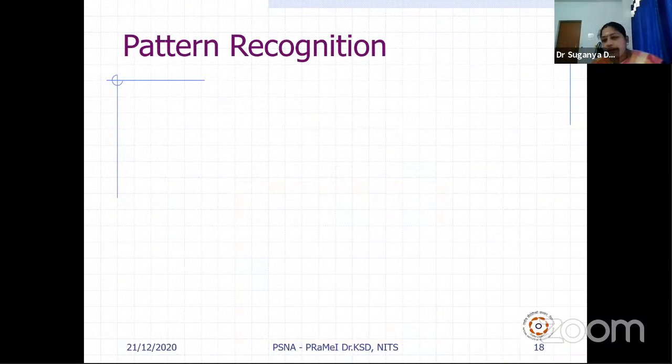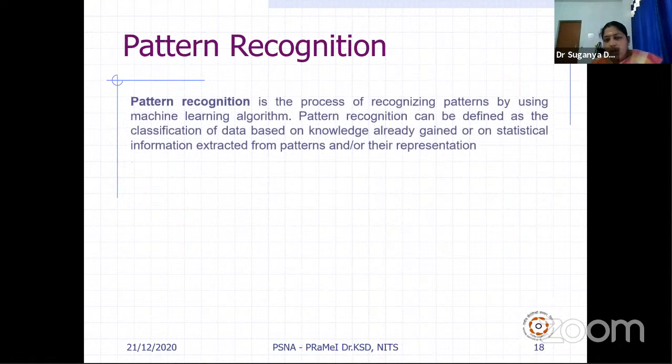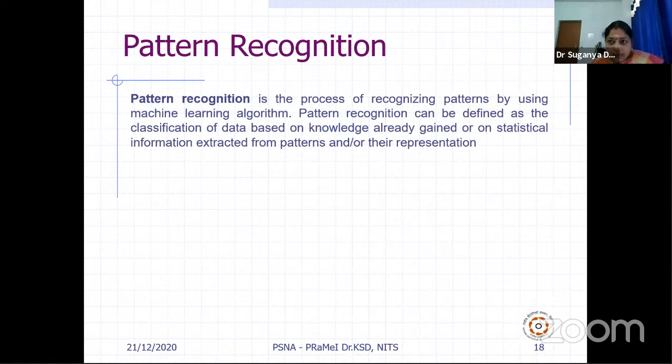Now comes pattern recognition. What is pattern recognition? Obviously, it is analyzing the pattern, otherwise analyzing any object or any images. Recognizing patterns is the process of recognizing patterns by using machine learning algorithms. Pattern recognition can be defined as the classification of data based on knowledge already gained. So in machine learning, what is machine learning actually?